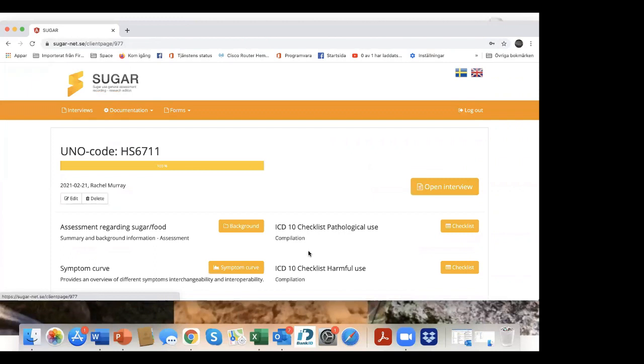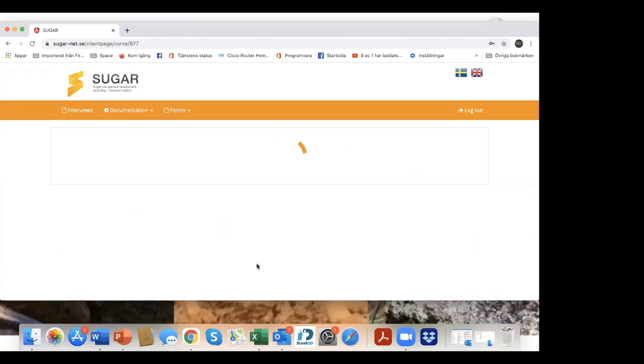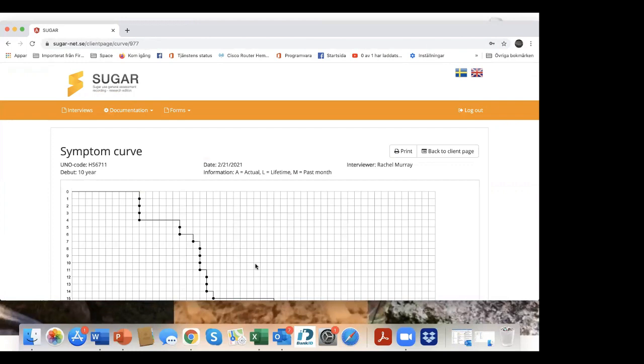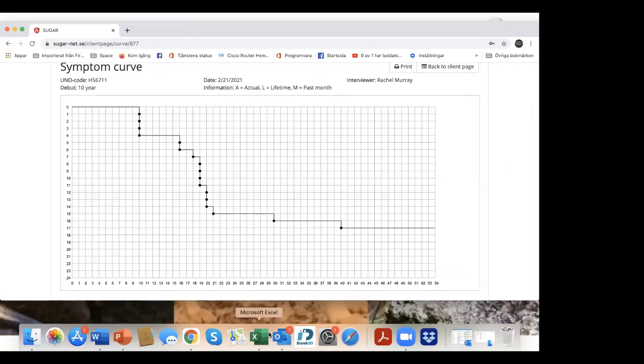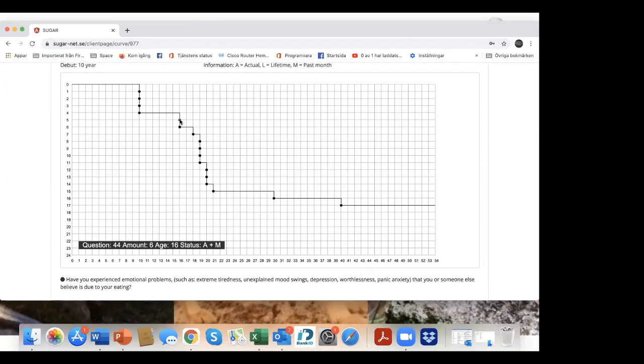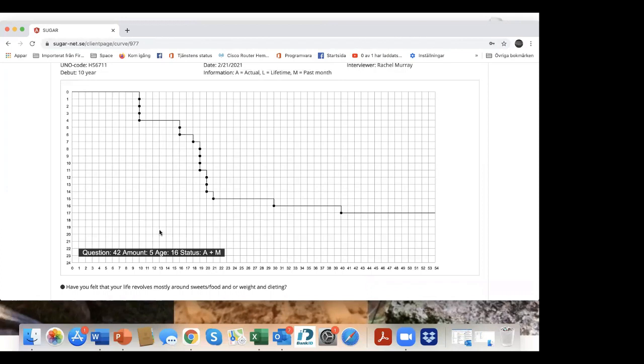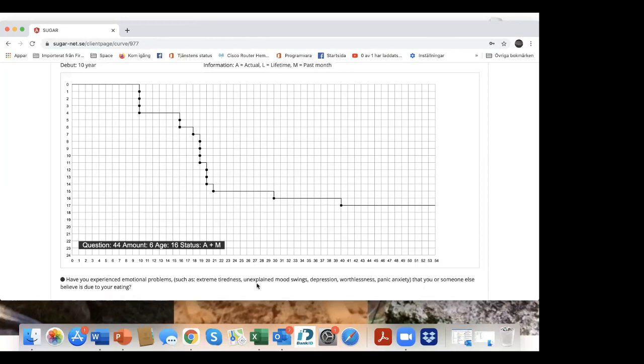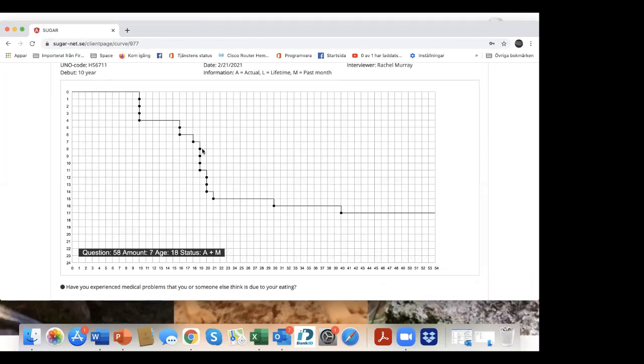I use the curve when I talk to my clients, when I do follow-up, which takes another hour. So here is the curve with all the symptoms. And it's an interactive curve when you work in the system. So if you look, when I put the cursor here, you see the question comes up. And if we scroll down, they say, okay, what happened here? Well, you can look at this question. This is what happened here. And then you go to the next question. This is what happened here. So every question comes up when you do that.